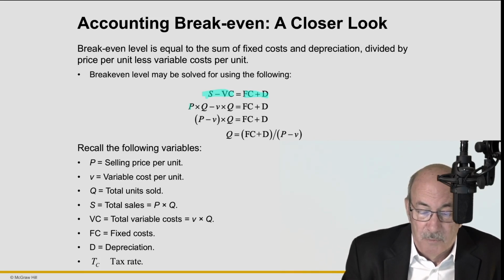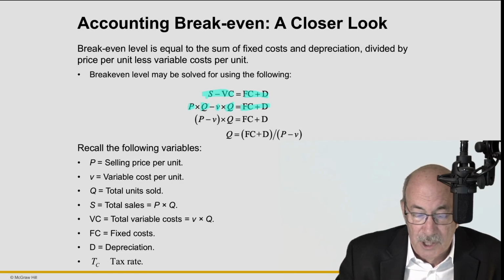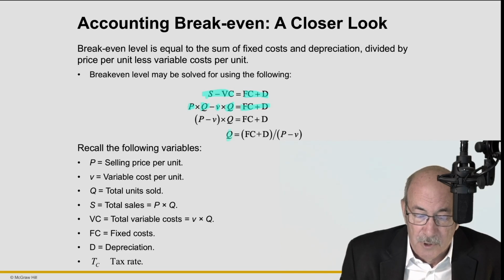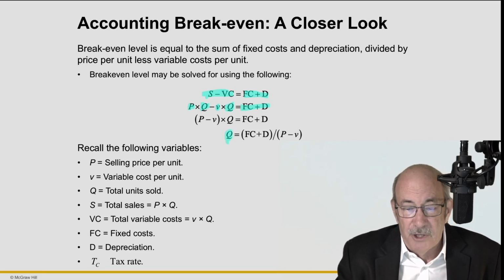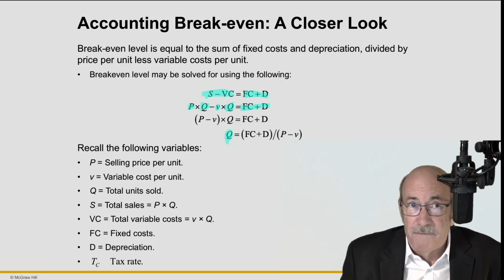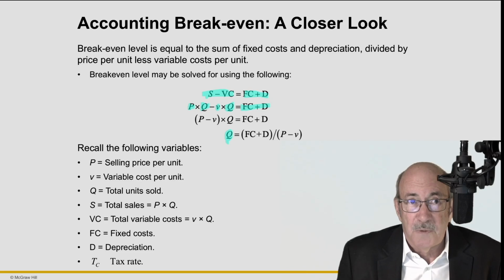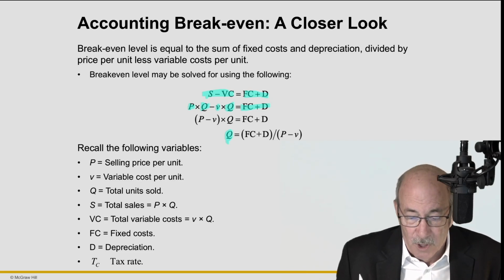Rearranging some of this, we can plug in for sales. We have the price per unit times the units sold. Variable costs, we have the variable cost per unit times the number of units sold. And over here, this remains fixed costs and depreciation. With a little bit of algebra, we isolate Q on the left-hand side. And so the quantity that gives us accounting break-even is the fixed cost plus the depreciation divided by the price per unit minus the variable cost per unit.